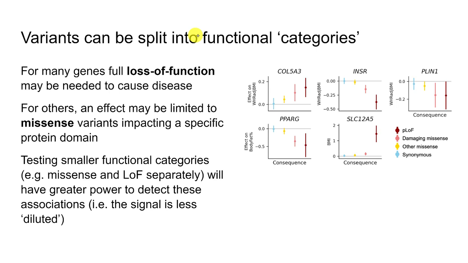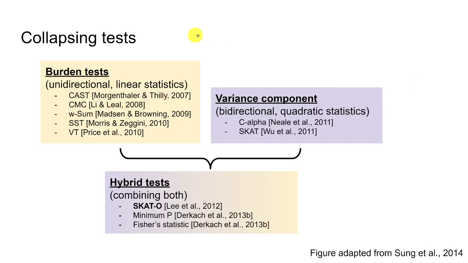So just to understand, the collapsing tests are bringing different variants together regardless of whether they cause an increase or decrease, and then all these are just to improve the confidence of the test. Yeah, they're different ways of testing the effect of those collapsed variants on whatever phenotype you're looking at.